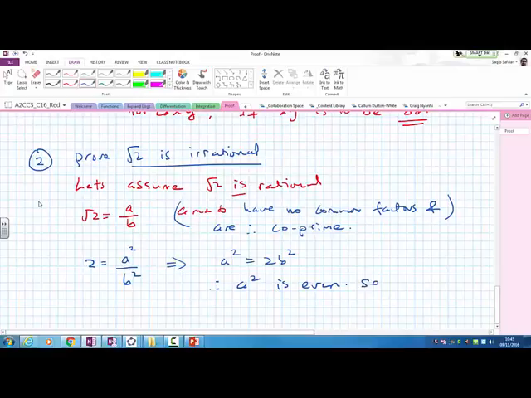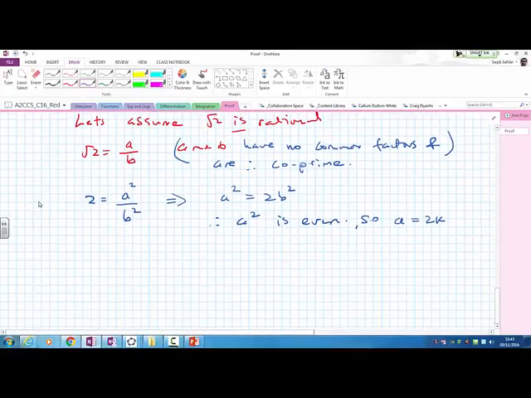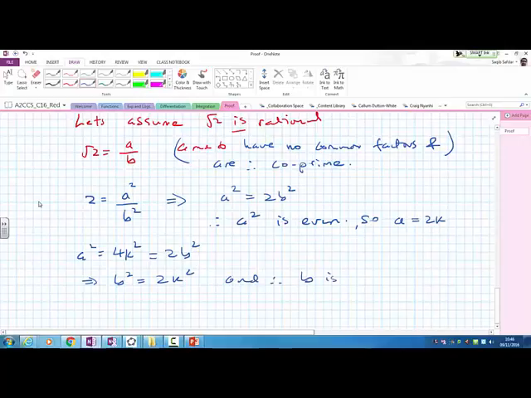And so, I can write a equals 2k, where k is some integer. So a squared equals 4k squared, and this equals 2b squared. But hang on a minute, if that's true, then b squared equals 2k squared, and therefore b is what? If b squared equals 2k squared, where k is some integer, b must be what sort of number? Odd or even? b is even as well.